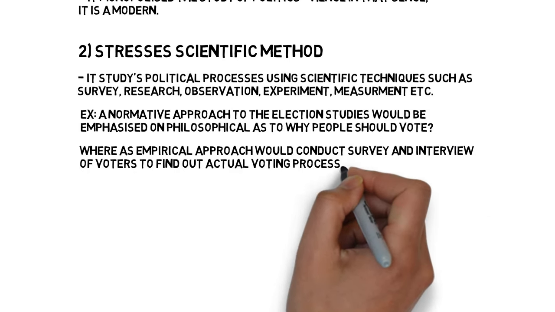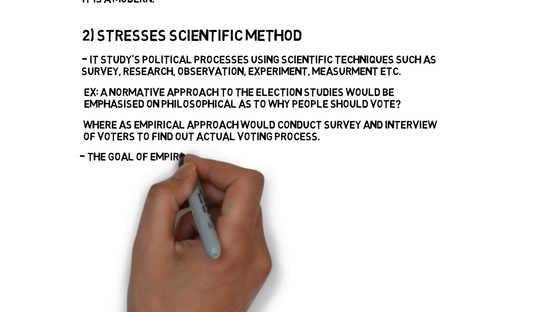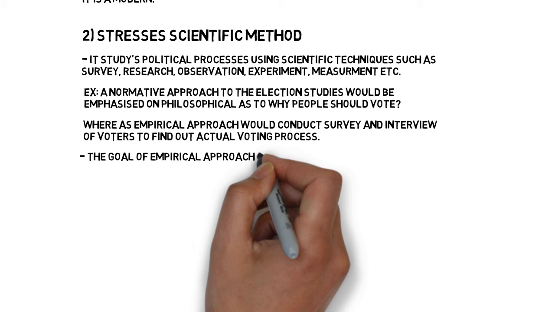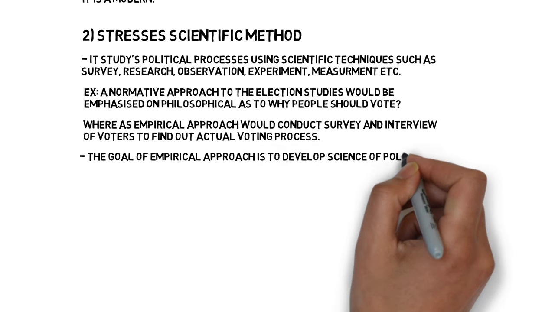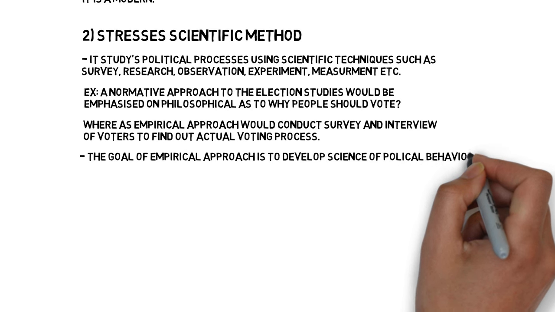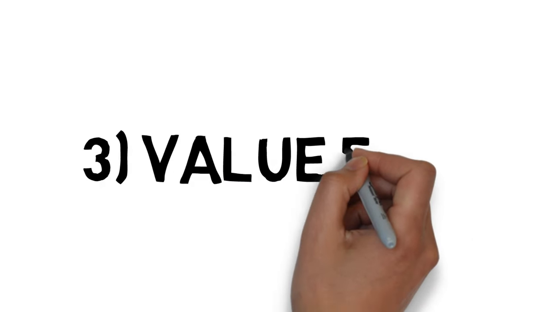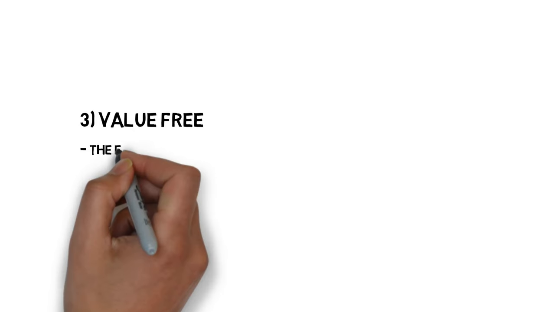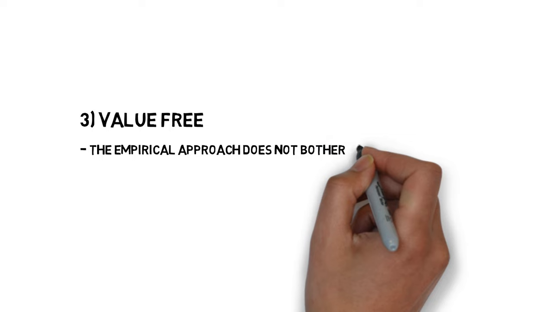So to conclude this point, the goal of empirical approach is to develop a science of political behavior with the help of scientific methods which we have discussed above, such as survey, research, observation, experiment, or measurement. Now, let us talk about the third feature, which is value-free approach. The empirical approach does not bother with morals, ethics, and values.